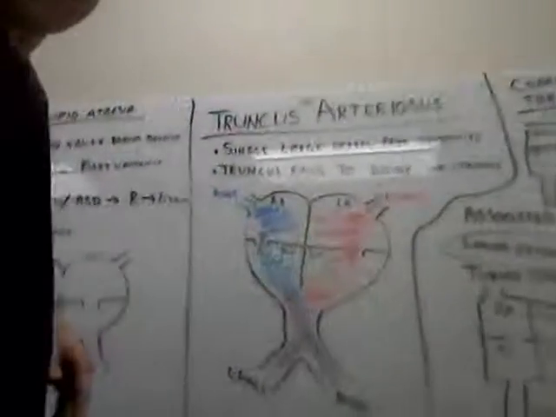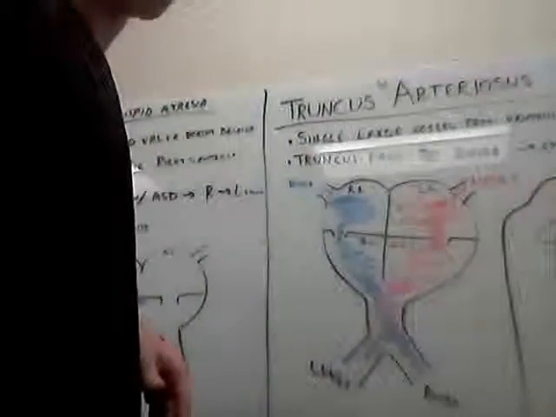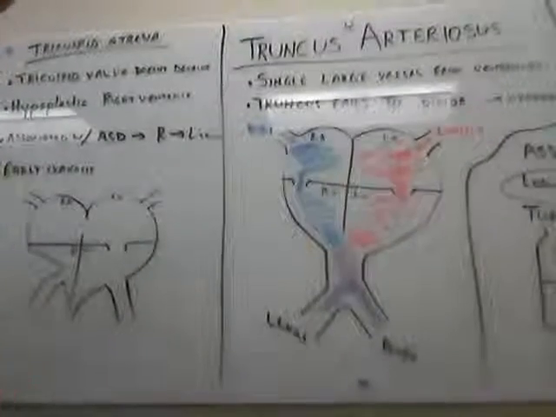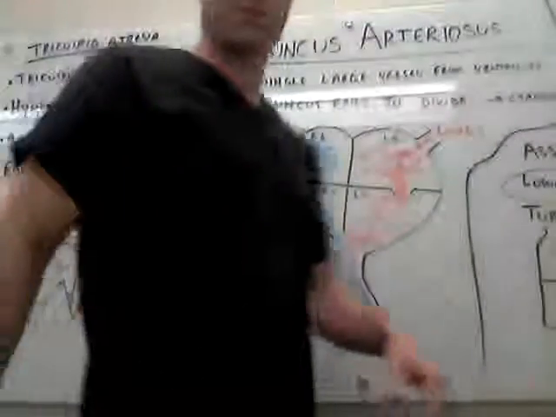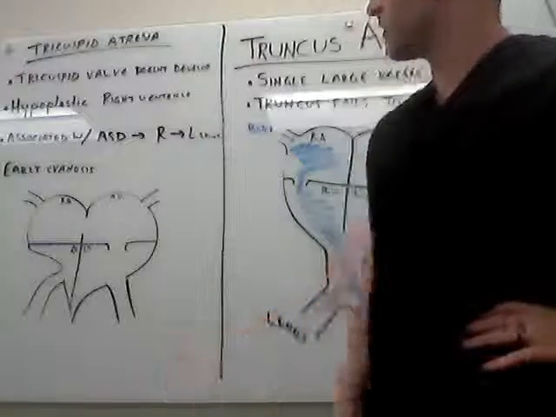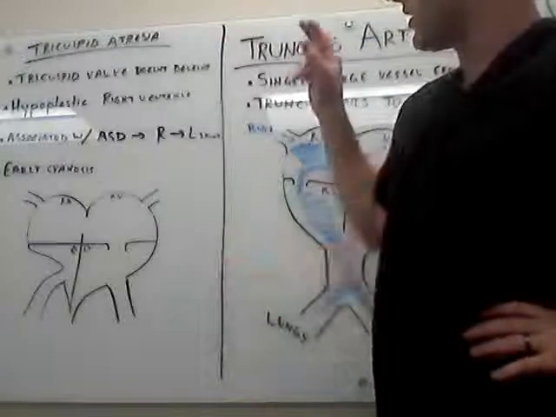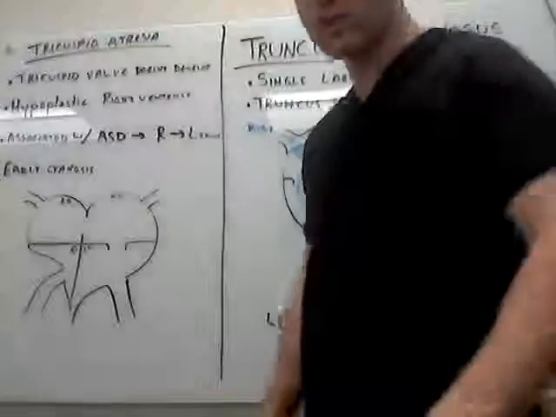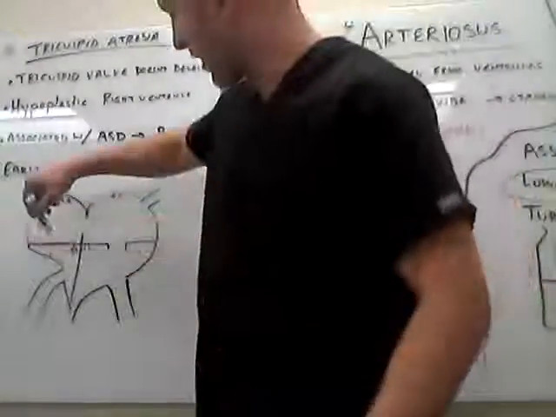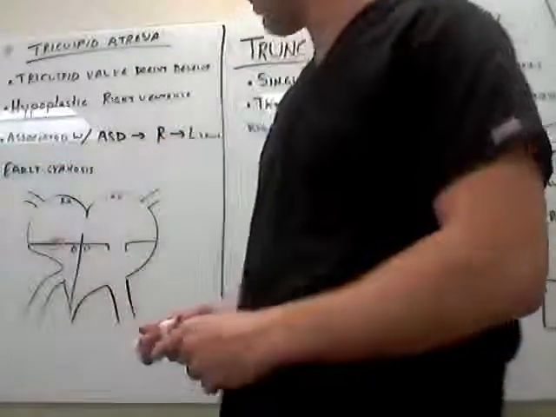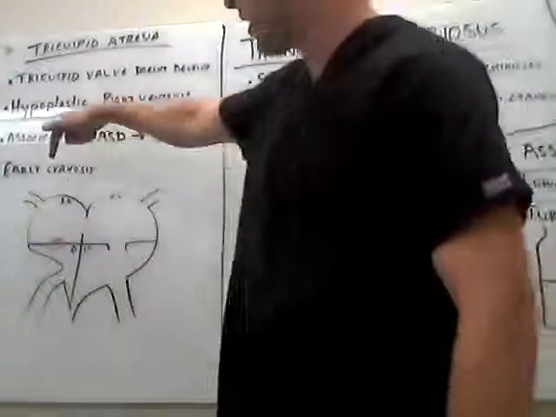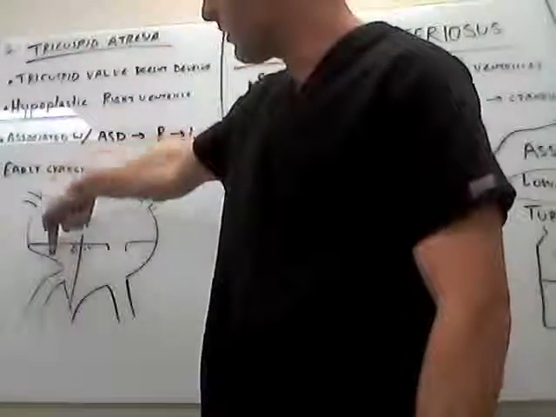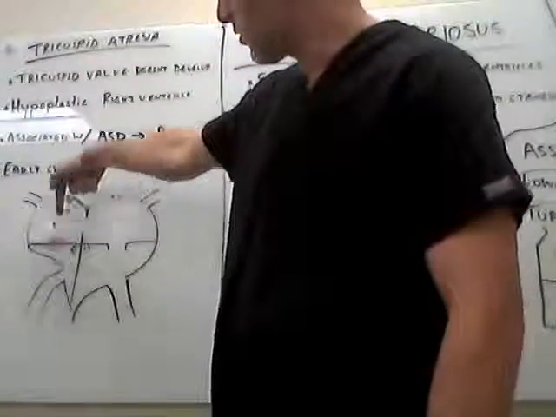Okay, last condition here is Tricuspid Atresia. Hopefully you can see that over there. So in the case of Tricuspid Atresia, the tricuspid valve does not develop. Okay, the tricuspid valve, where is that valve? That valve is right here. This one does not develop. So that means that when blood comes from the body into the right atrium, it doesn't go down into the right ventricle because there's no way to go down there.